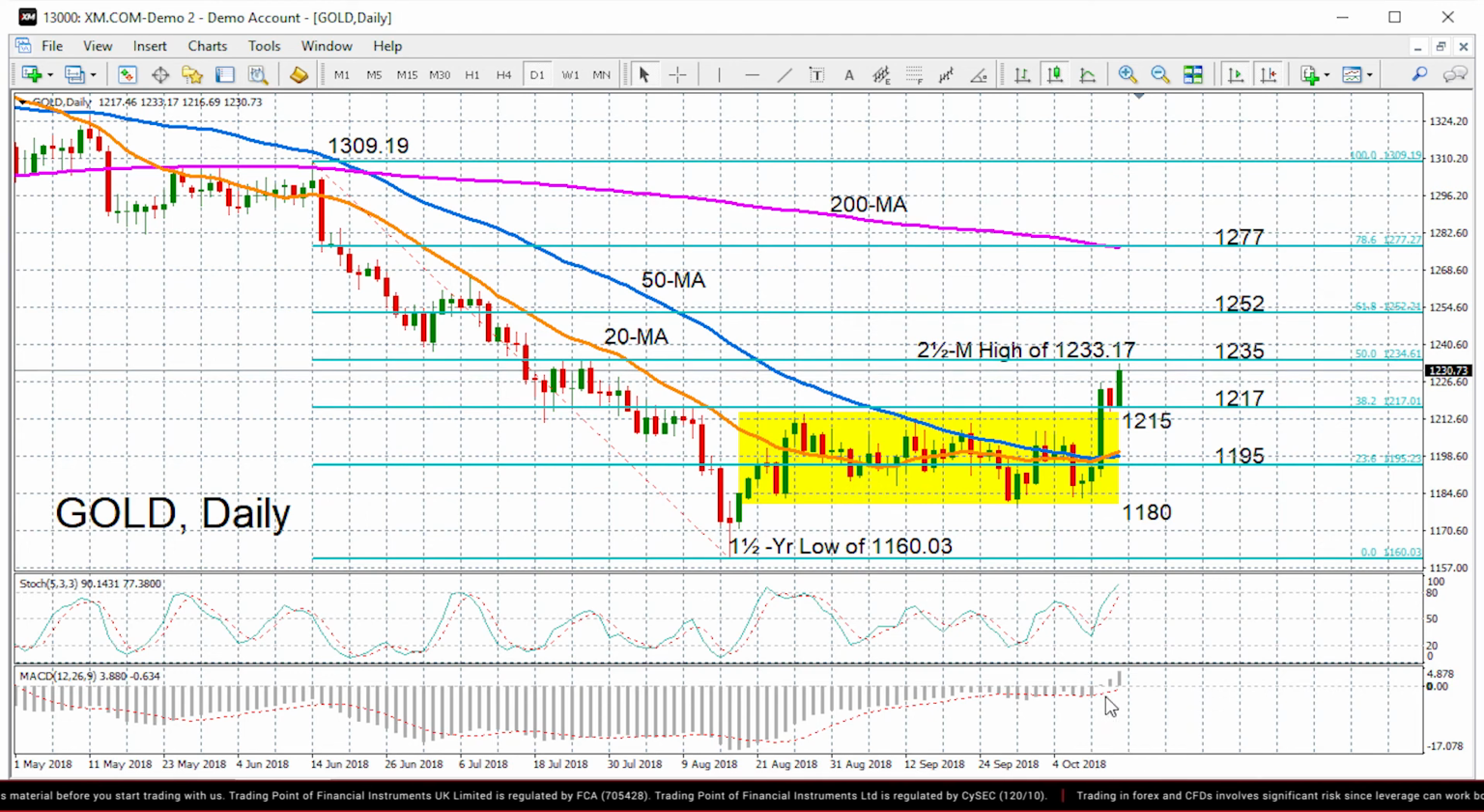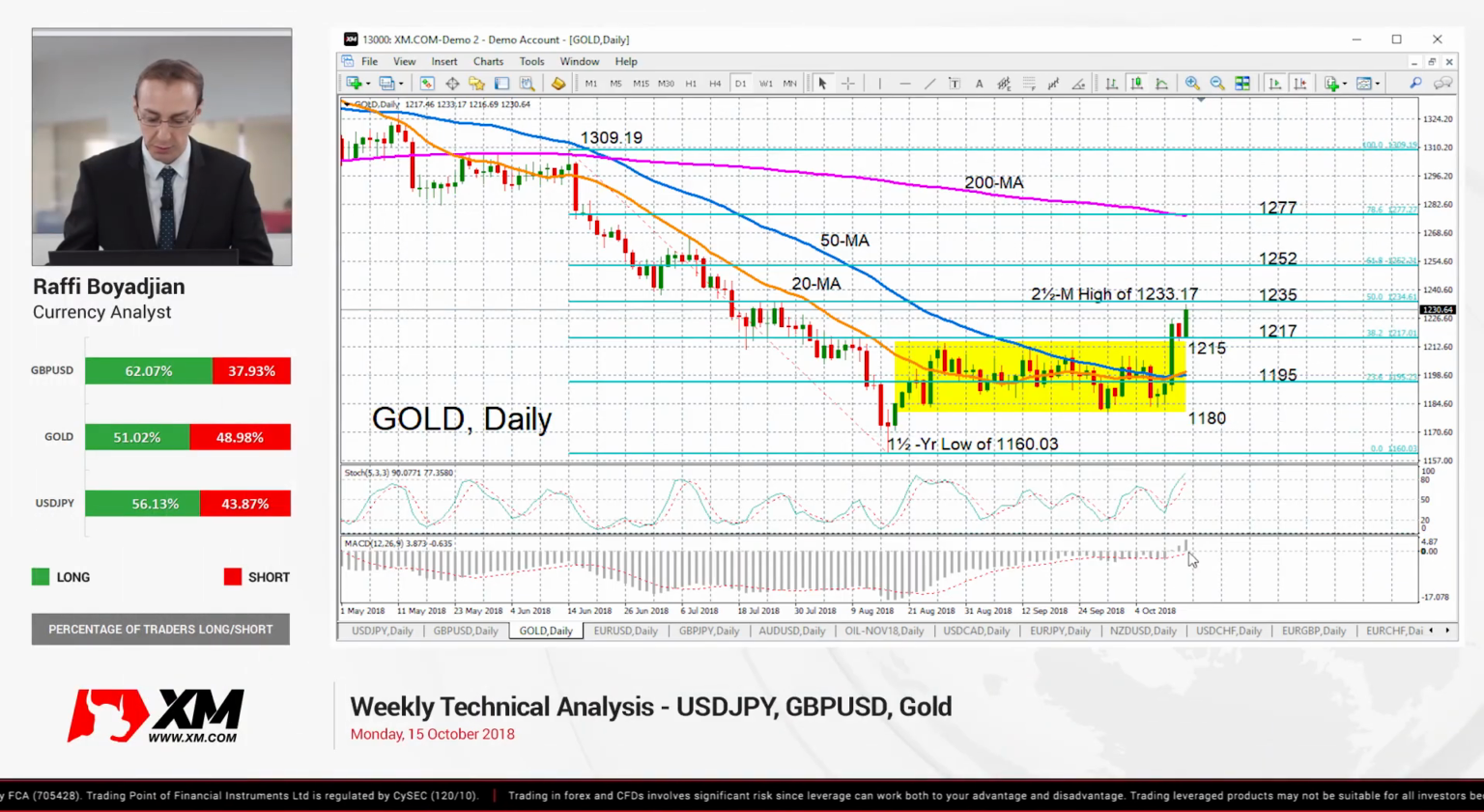If you look at the MACD though, it's clearly pointing to a shift to a more positive picture. The MACD histogram turned positive for the first time since April. So that's a very significant development.